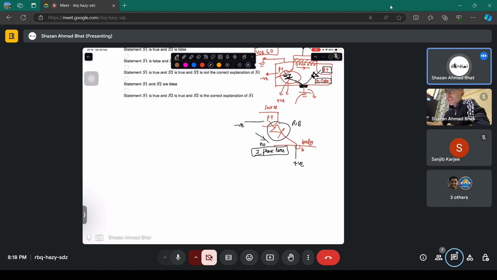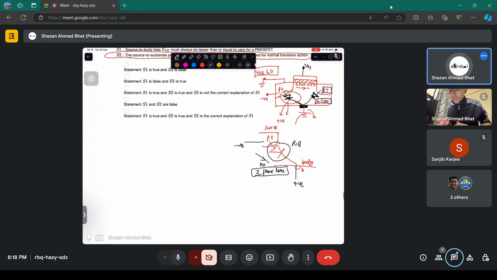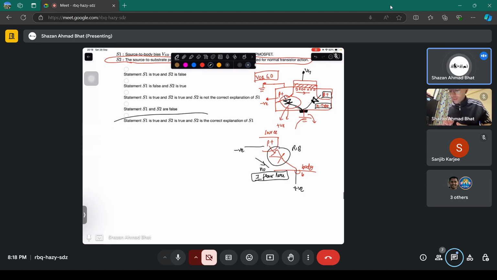Leakage current always flows in the substrate, and that plays a crucial role in losses. I should say that it gives rise to very high loss of power. So statement 1 is true and statement 2 is true, and S2 is the correct explanation of S1.